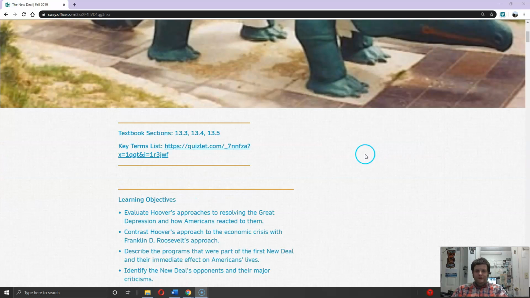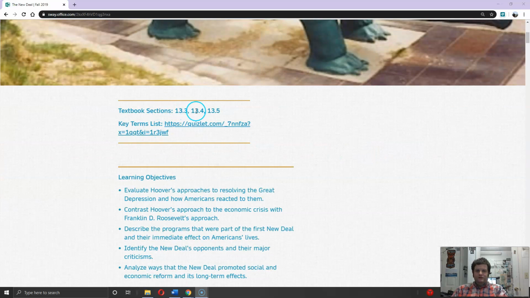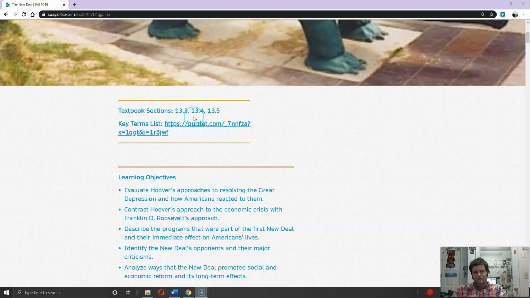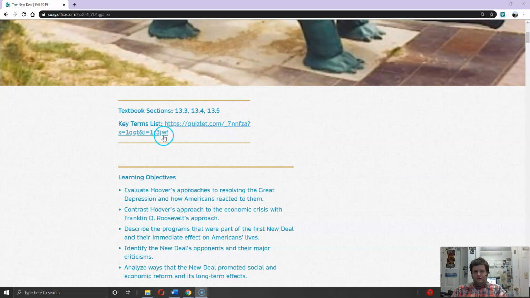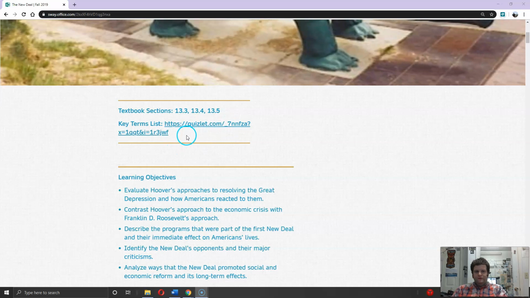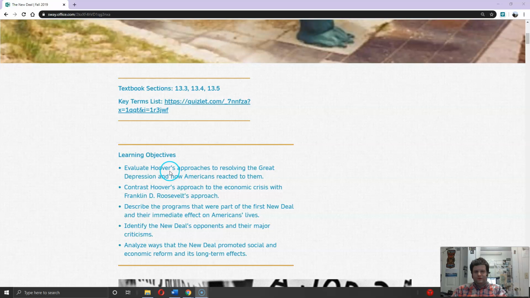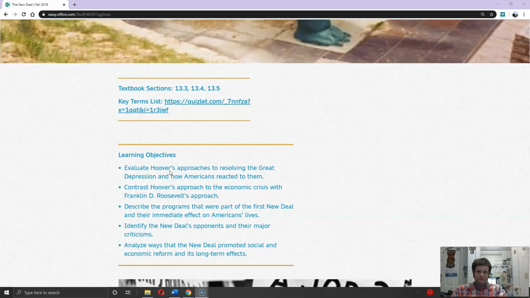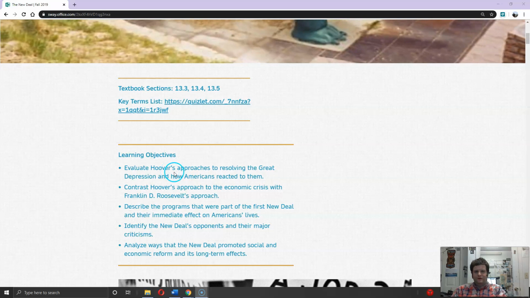Local. We've got the sections we're looking at in the textbook are 13.3, 13.4, and 13.5. Essentially the latter half of the New Deal Great Depression unit. We have a key terms list, and they're all listed in there. The goal of this little lecture is to kind of cover the following things and introduce them. We'll go into more detail as the unit progresses.